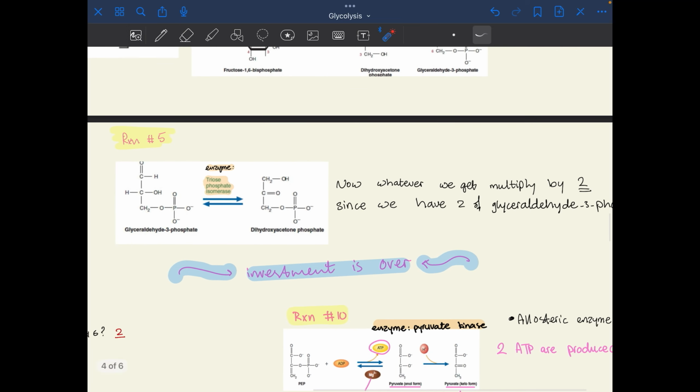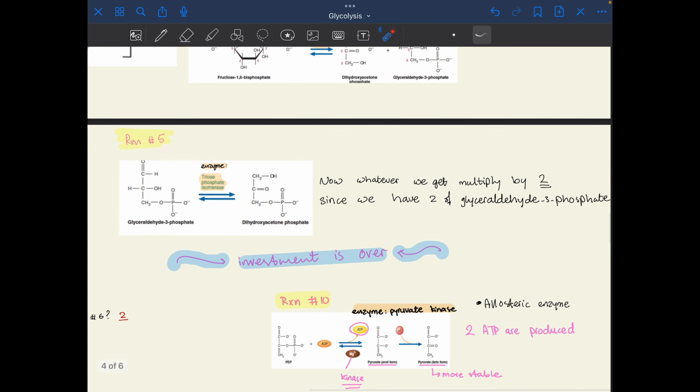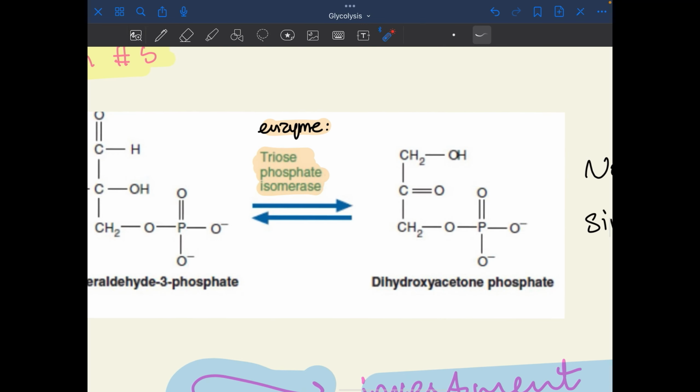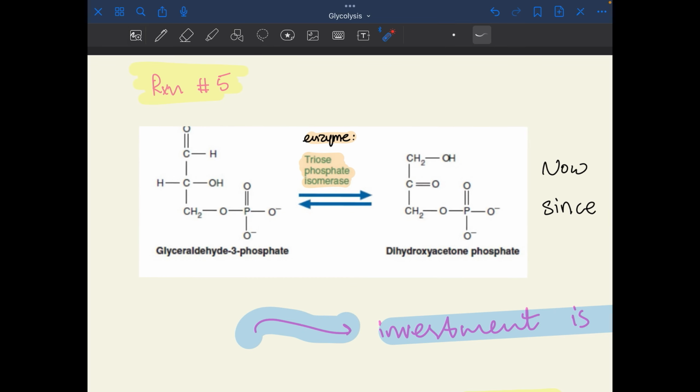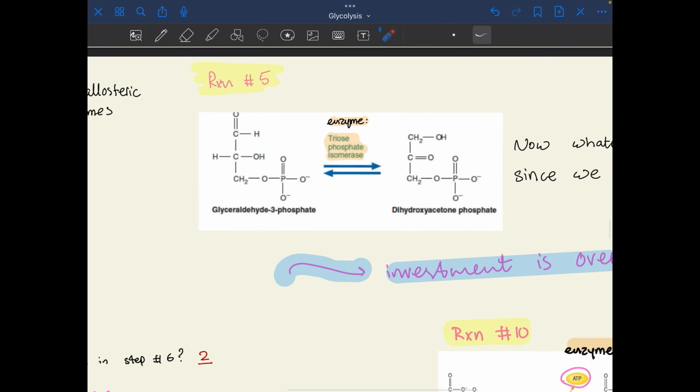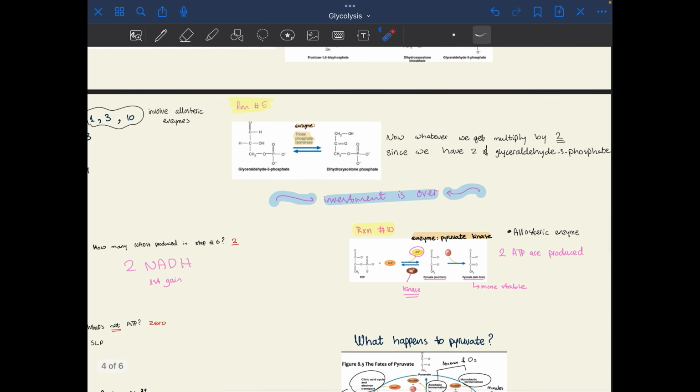Okay, now reaction number 5. In reaction number 5, we will have isomerization. This dihydroxyacetone phosphate cannot be used as it is. We will need to convert it to glyceraldehyde 3-phosphate. By what enzyme? By triose phosphate isomerase. Triose, because we have a carbohydrate or sugar molecule that is made up of 3 carbons. Phosphate because we have 1 phosphate, and isomerase because it is an isomerization reaction. So a ketose was converted to an aldose. And yeah, that's it for the investment stage.